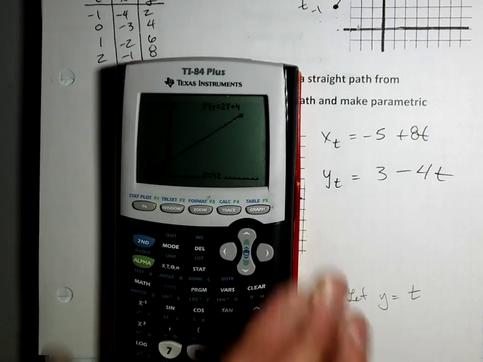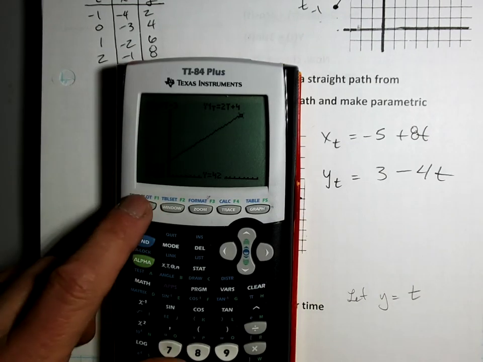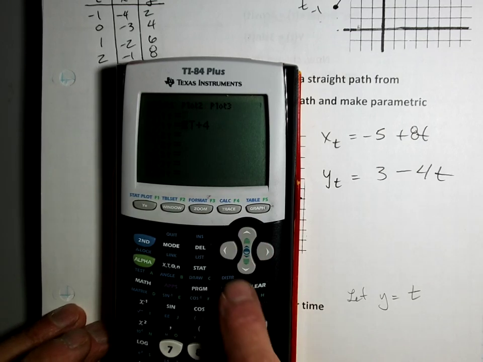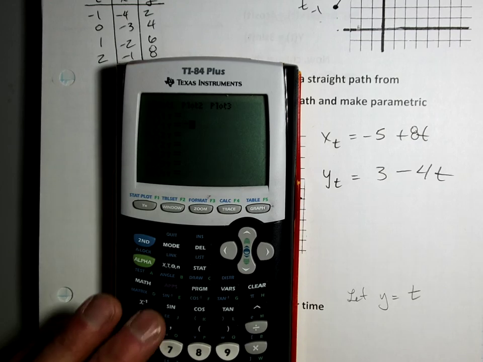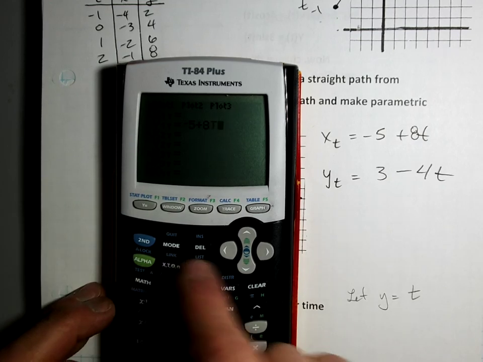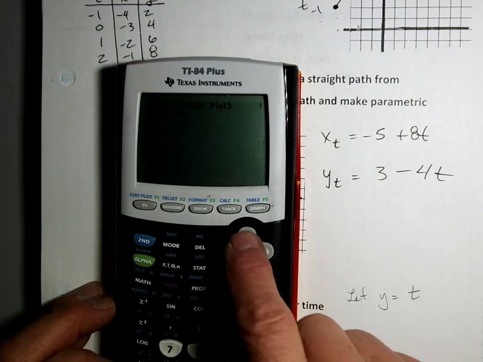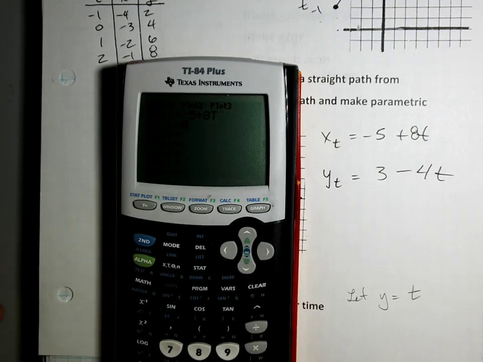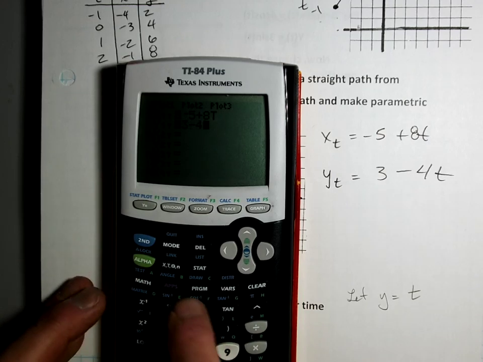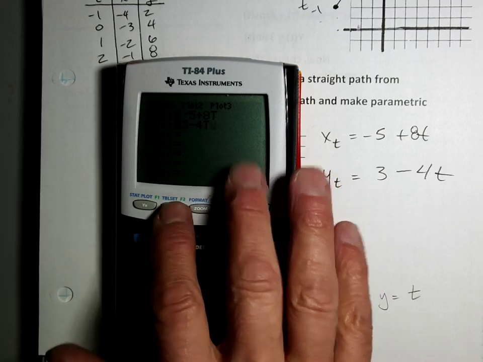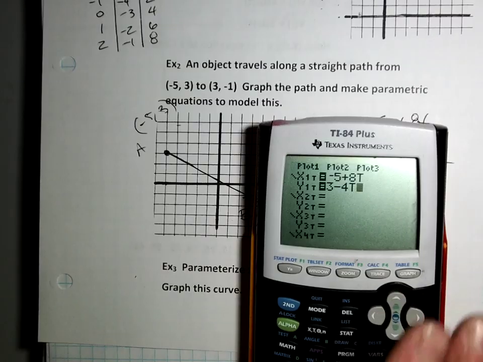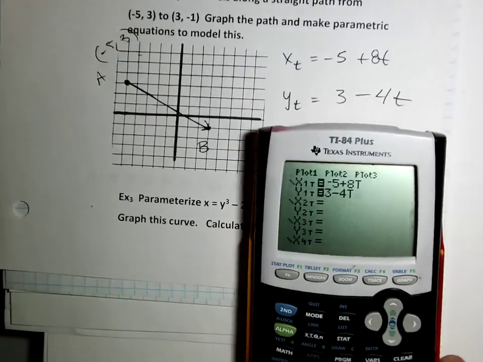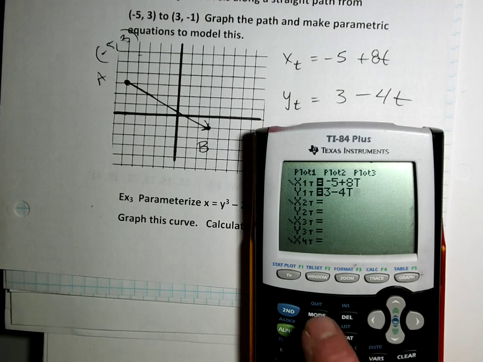I'm going to have to change my window. If I want to put this in my calculator, I can. I'll go clear, then -5 plus 8t. And the other one is going to be 3 subtract 4t. I'm going to change my window. So x and y, there it is. I put them both in. Thanks, Zoe. I'm going to change my window so it fits my problem.